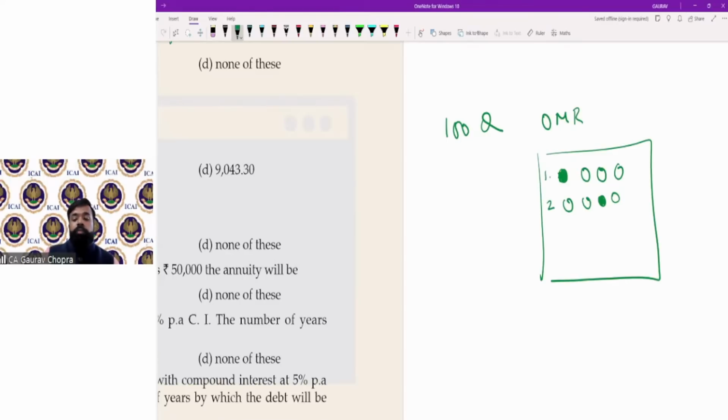So around 10-15 minutes will go in filling the OMR sheet. For 100 questions, practically 100 minutes are there, so 1 minute per question on average. And if you have to solve in 1 minute, that means you should have all the tricks available and also the best possible calculator available. So don't compromise with your calculator.